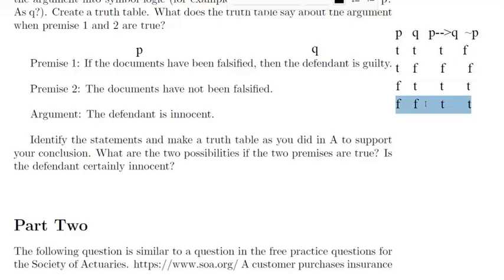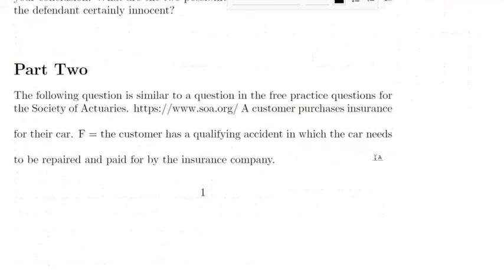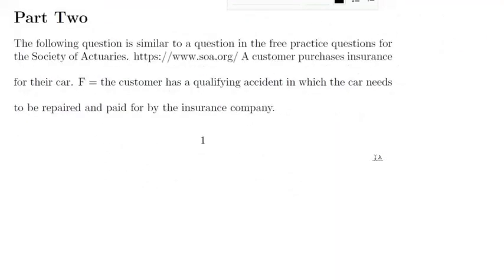What does that say about the possibilities for the defendant? Again, it could be true that the defendant is guilty, or they could be innocent. Could be either one. Our truth table does not give us enough information to make a statement. We can't say whether this person is innocent or guilty.